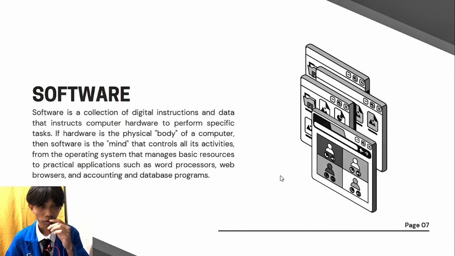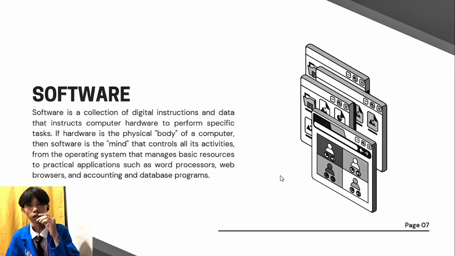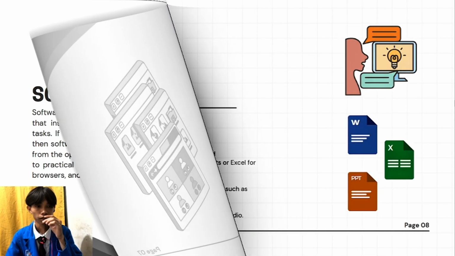Alright, now we move to software. What is software? Software is a collection of digital instructions and data that instructs computer hardware to perform specific tasks. If hardware is the physical body of a computer, then software is the mind that controls all its activities, from the operating system that manages basic operations to practical applications such as word processors, web browsers, and accounting and database programs.